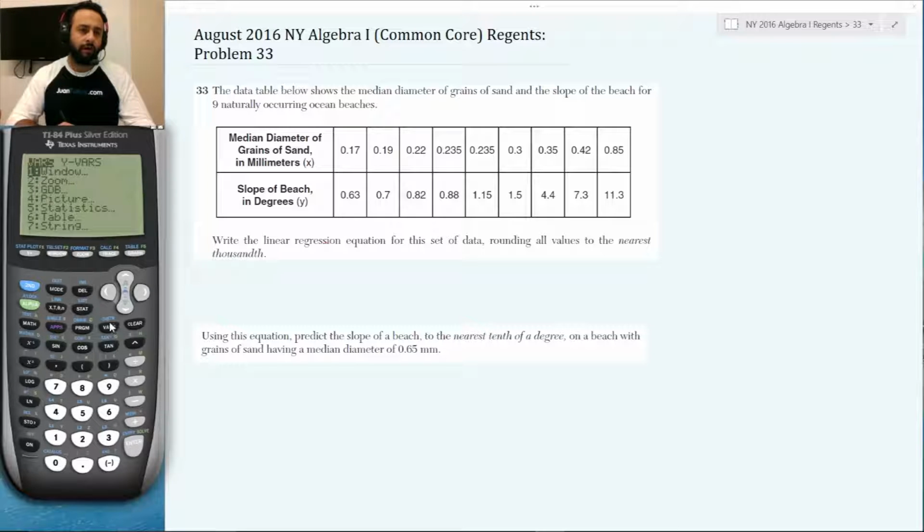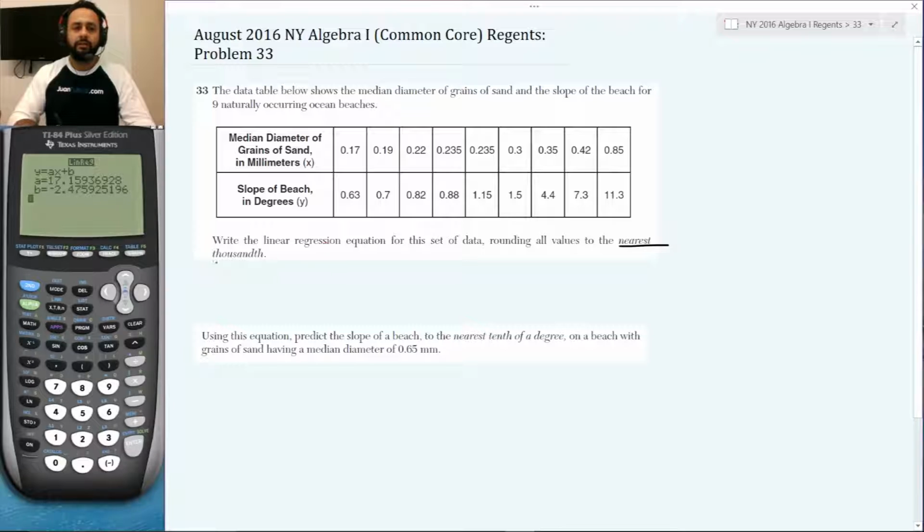You press vars, go to Y-Vars. The function is number 1. And then I'm going to store it as, let's say, Y1. You can store it to Y2, Y3, whatever Y value you want. So I press enter and then I calculate. Okay, and then I notice that y equals ax plus b is given to me where a is 17.1593 long decimal and b is negative 2.475925196. We do have to give the decimals to the nearest thousandth.